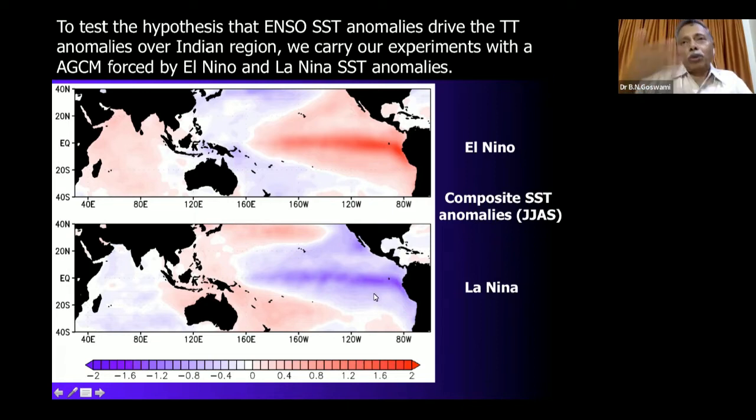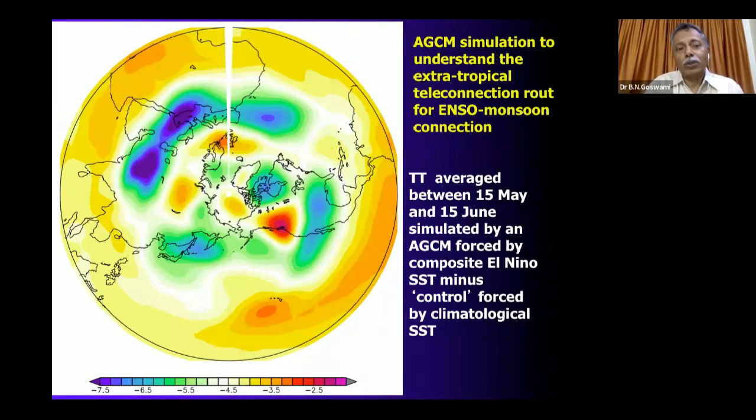So let the model respond to these, assess the anomalies, and see how it affects the convection and the atmospheric rainfall, and how it affects the tropospheric temperature globally. And when you look at the differences between the El Nino and La Nina simulations, you find exactly the same type of tropospheric temperature anomalies in the northern Indian regions. And this indeed is the mechanism. Now how does El Nino actually do that?